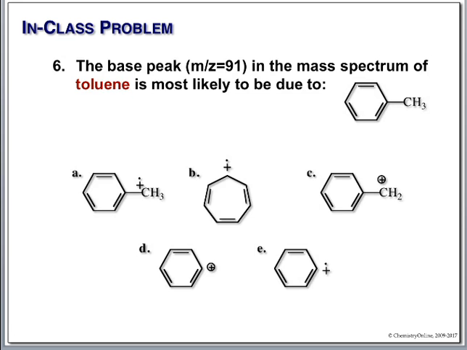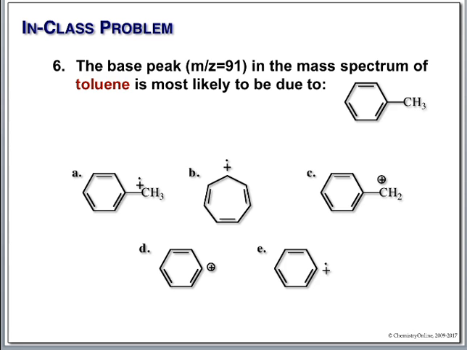All right, on your sample exam, I forgot to include, parenthetically, M over Z of 91 for the base peak. So you might write that in there, but it's here now. Remember, M over Z, that's mass to charge. Everything that we deal with in the mass spec will have a +1 charge, even though you can have +2s, but we're just dealing with +1s. So really, this is just a mass of 91. We're looking at toluene, and we're looking for the base peak.